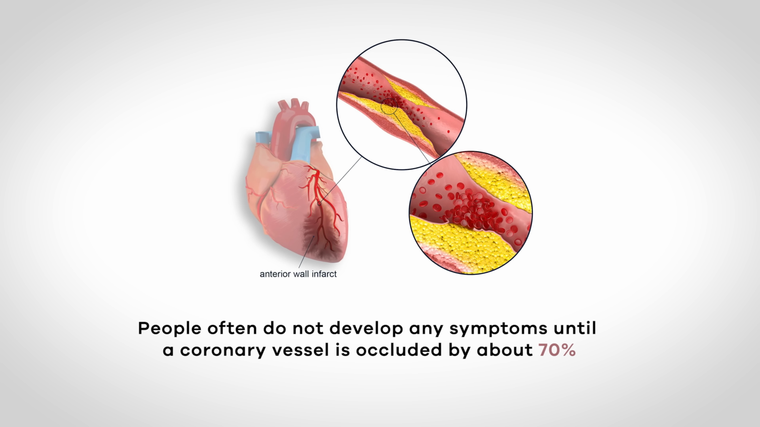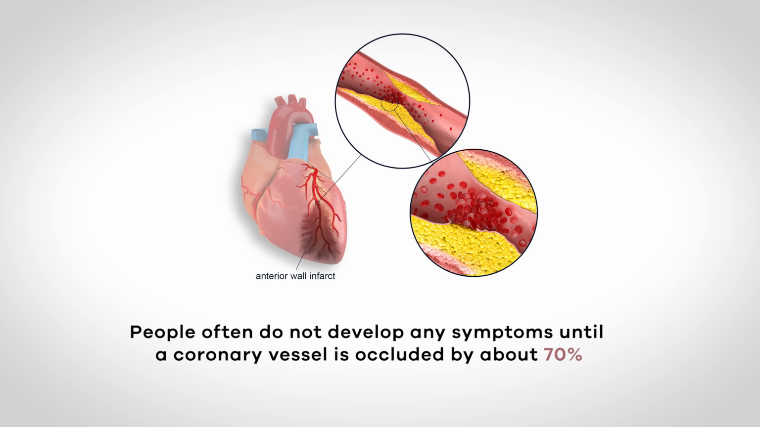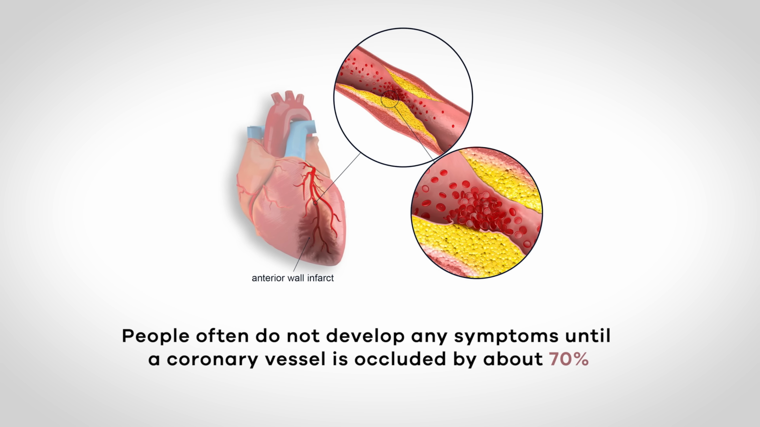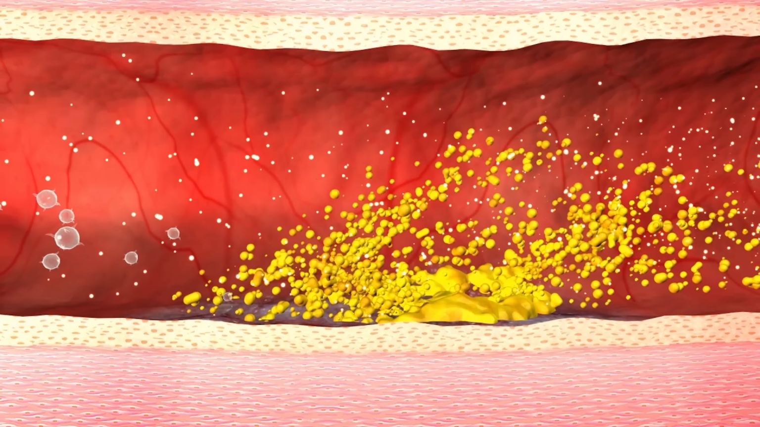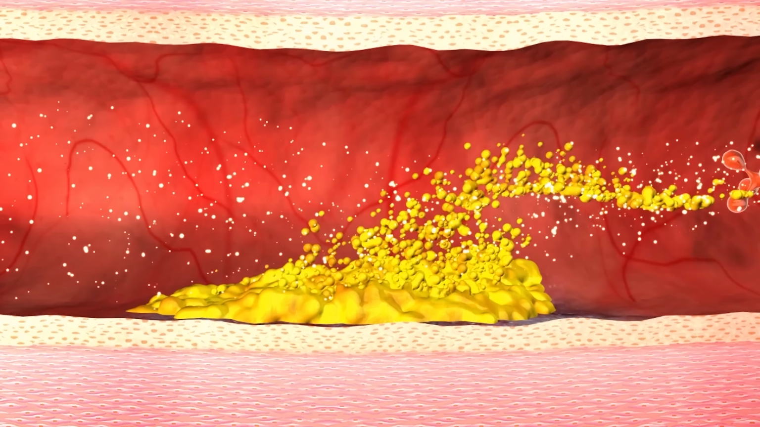Well, not exactly, because here's the crazy thing. People often do not develop any symptoms until a coronary artery or one of its branches is occluded by about 70%. Now, that percentage can vary a little bit based on exactly where the clot is in the coronary vasculature, as well as individual differences. But the point is, there is a significant amount of blockage before symptoms develop.